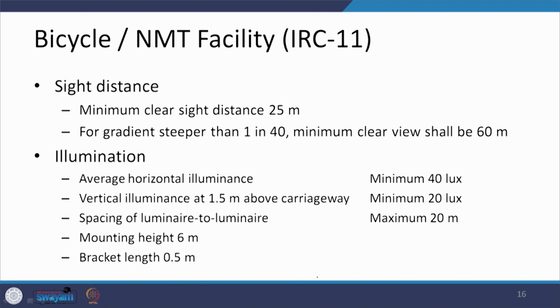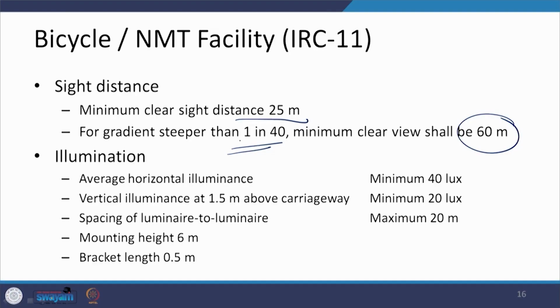Now, when we are just riding a bicycle, how much distance is visible to us? The minimum distance shall be 25 meters, but it is also dependent on the gradient of the track or the lane at which it is being provided. If it is more than 1 in 40, then the minimum value is 60 meters. So, it changes from 25 meters to 60 meters if we have a gradient more than 1 in 40. So, that is one thing which we need to take into consideration.